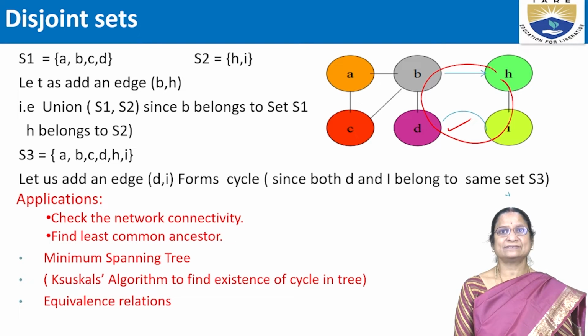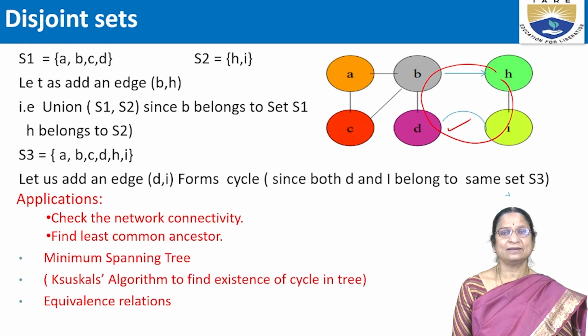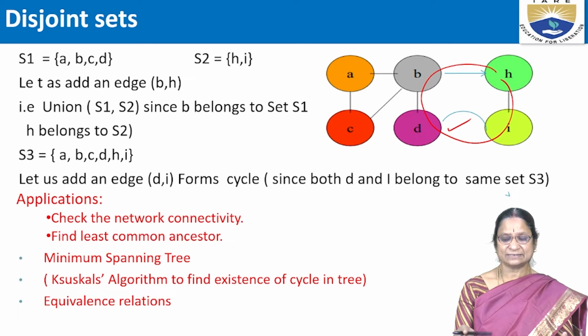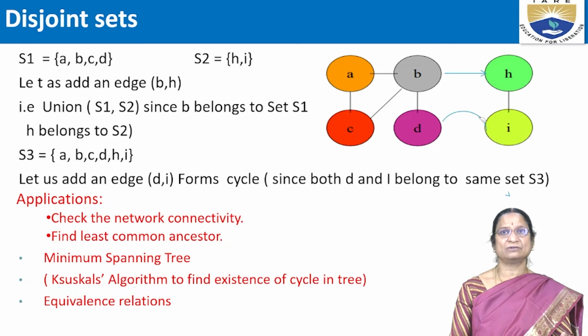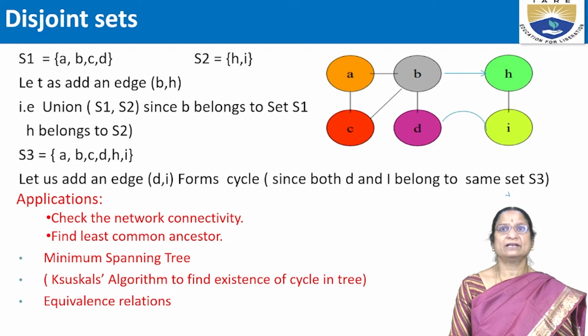Find the least common ancestor and also form a minimum cost spanning tree, that too by using Kruskal's algorithm. In Kruskal's algorithm, when we would like to generate a minimum cost spanning tree, it will check formation of a cycle every time. This formation of a cycle we just discussed, no? So by using this concept and disjoint set concepts, we can easily identify whether a cycle is going to be formed or not in Kruskal's algorithm. And equivalence relations and many more are there actually.